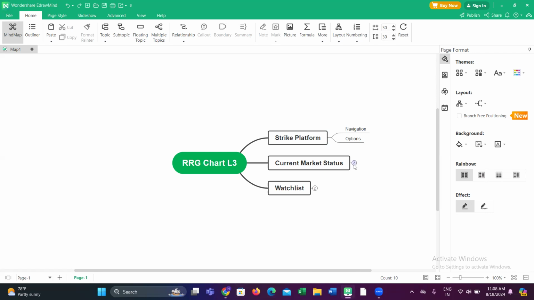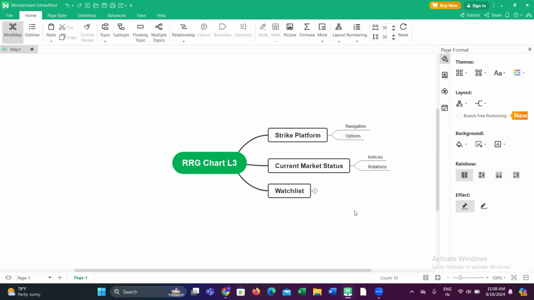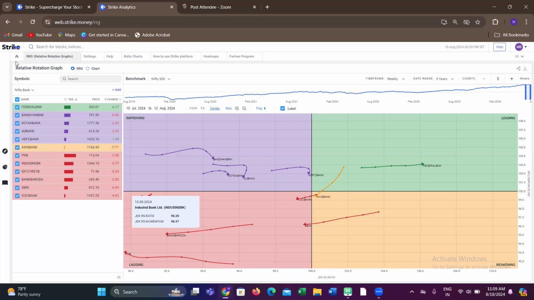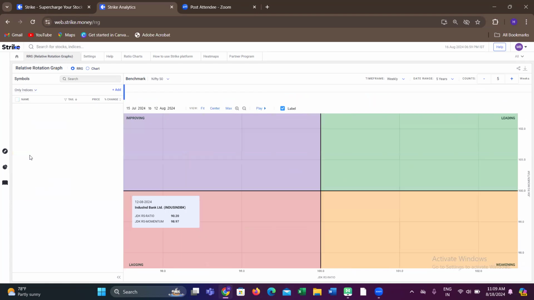So let's move on to the current market status. So we'll look into the indices where we are, and how the rotations. I'll take one example of how the complete rotation has changed, and how you could identify the advance movement of the particular sector. So let's go back to current market status.